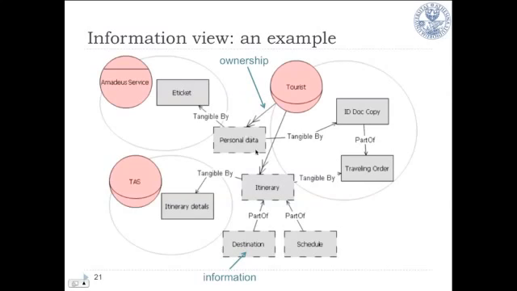This information is represented in given documents, so a given information piece could be made tangible by more documents, as in this case personal data is made tangible by both ID-doc copy and e-ticket, which is the flight ticket generated once the flight tickets are booked. On the other hand, itinerary information is made tangible by both traveling order document and itinerary details.